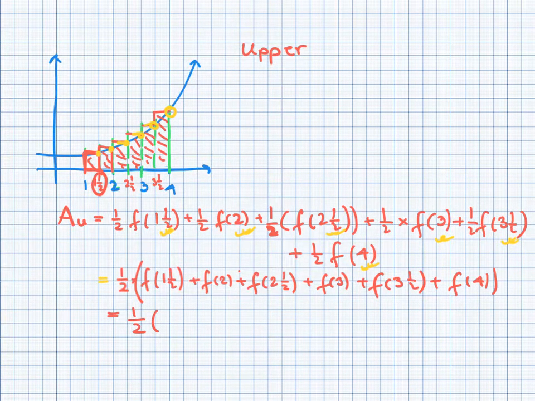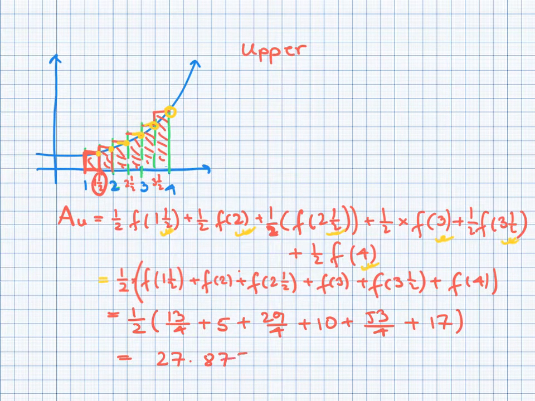F of 1.5 is 13/4 plus f of 2 is 5, which has been calculated already twice. F of 2.5 is 29/4, so you have seen that one as well. F of 3 is 10, f of 3.5 is 53/4, and f of 4 is 17. So all this together now should give us 27.875 units squared.